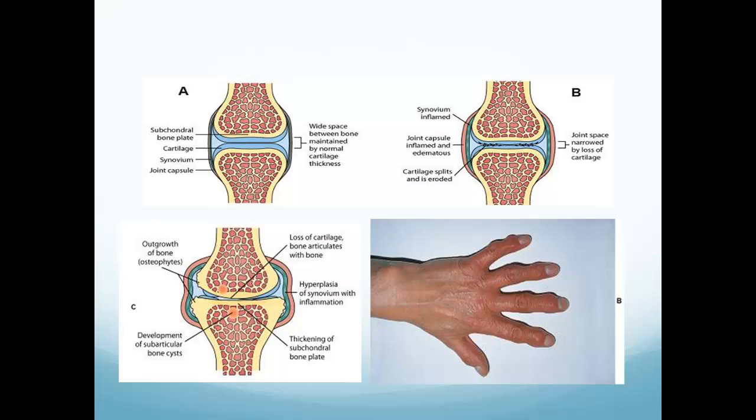The bones themselves are going to start to deform, and we'll see changes such as the outgrowth of osteophytes in that area, but we're also going to see a lot of pain and swelling in that area. And that's what you see in the picture of the patient's hand, showing those swollen, deformed joints.